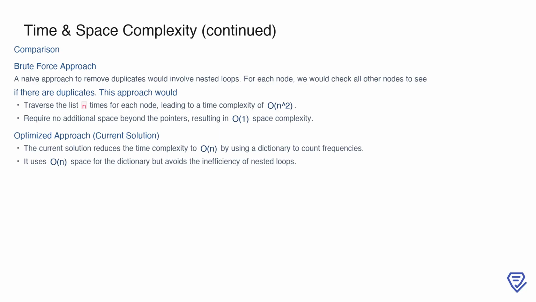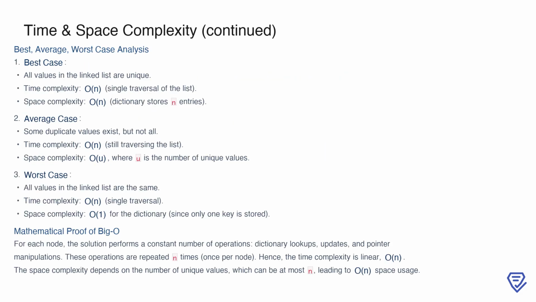Now, let's consider the best, average, and worst case scenarios. In the best case, where all values in the linked list are unique, we only need a single traversal, resulting in O(n) time and O(n) space for the dictionary. In the average case, where some but not all values are duplicates, the time complexity remains O(n), while the space complexity depends on the number of unique values, O(u).